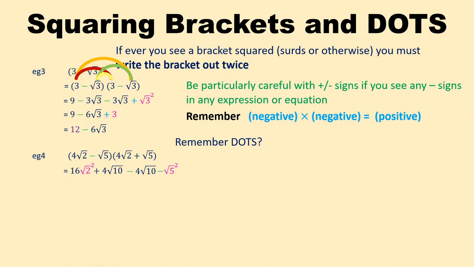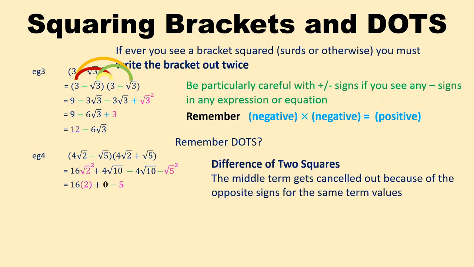Notice that when I want to simplify this, the middle two terms are our like terms, but they're exactly the same terms with opposite signs. So when I do 4 root 10 minus 4 root 10, they cancel out and become 0. So I end up with 16 times 2, because the root 2 squared became rational, plus nothing in the middle here. I could have left that blank, but I've put 0 there to see that it's gone. Minus 5. Now that there is classic DOTS.